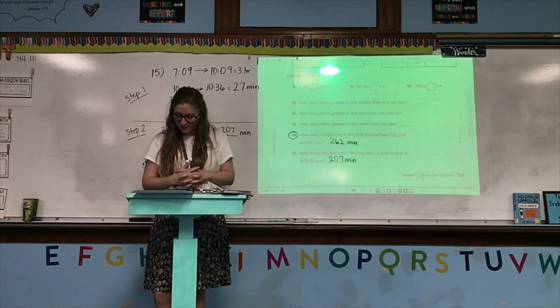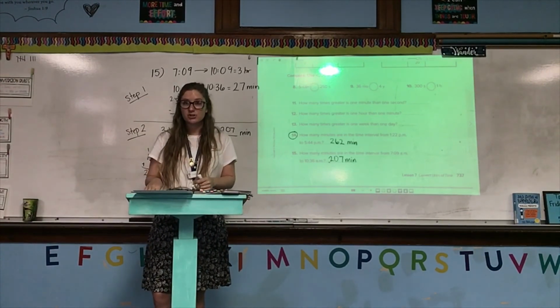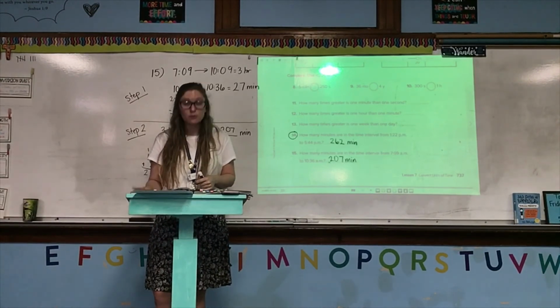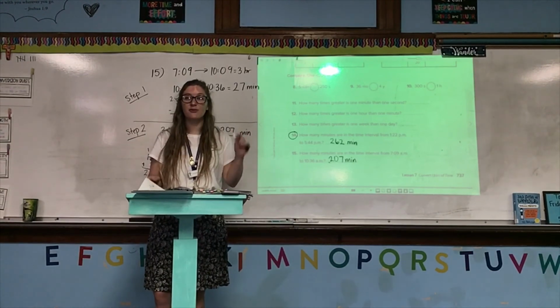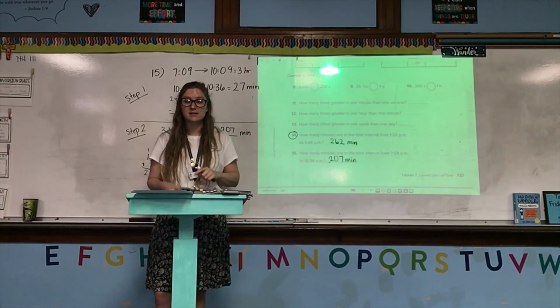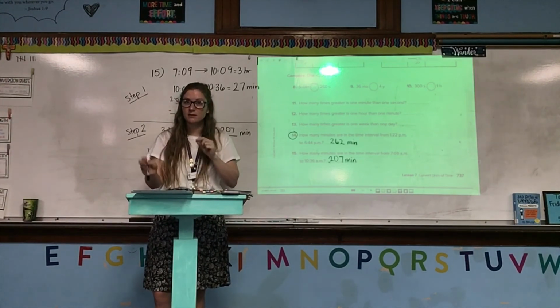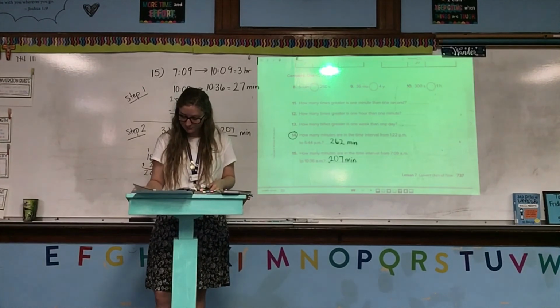Numbers 13 through 15, some of them are just conversions, some of them are time intervals. Make sure you show your work on a separate sheet of paper if you need to show work. Don't forget units. I forgot to say this on the independent practice. Do not forget units, otherwise you will lose points. Most of you on your homework are doing a really great job doing units. Some of you, here and there, you forget, so just pay close attention to that.